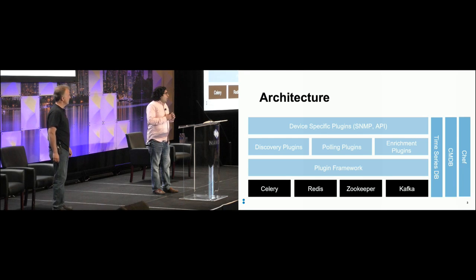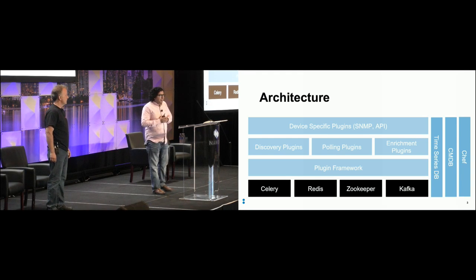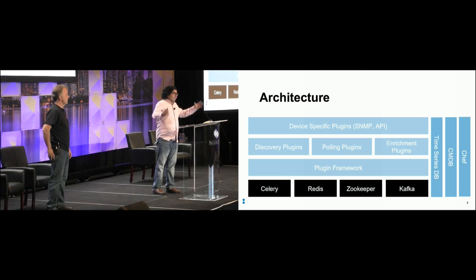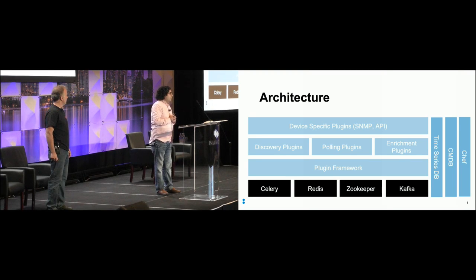On top of all of this, we actually built a plugin framework, and I'm going into some of the details later. Now, we implement 3 types of plugins: discovery, polling, enrichment. And then on top of this entire framework, or the stack, we implement device-specific plugins. Currently, we have plugins that use SNMP and APIs to actually collect telemetry data.